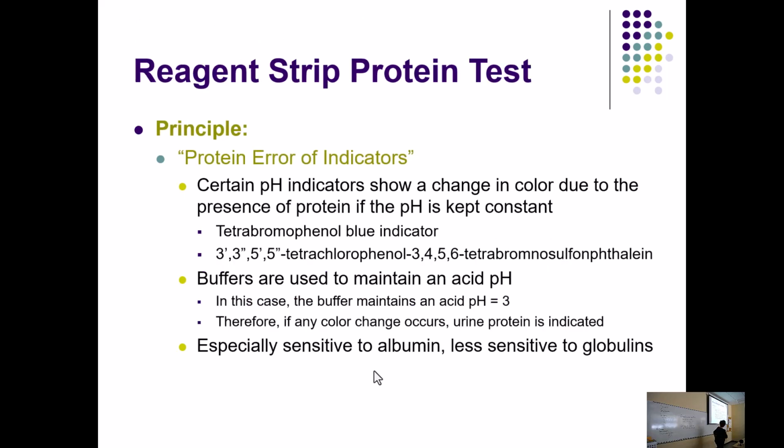So the principle of this protein error of indicators is that certain pH indicators show a change. It's tetrabromophenol blue indicator, and then this other. I'm not making you learn that, okay? This is why we call it the protein error of indicators, because I don't know how to say that. I'm not going to try.